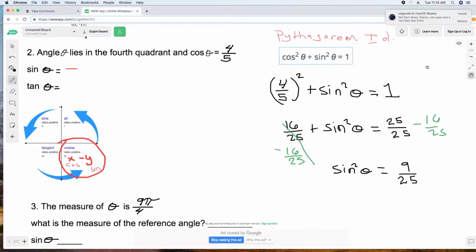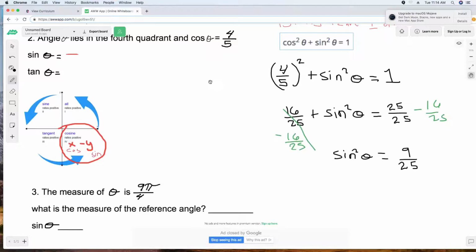Okay, but I'm not done yet because I need to get rid of that squared. To get rid of the square, I need to take the square root of everything here. Now this is going to leave me with sine theta is equal to 3 over 25.